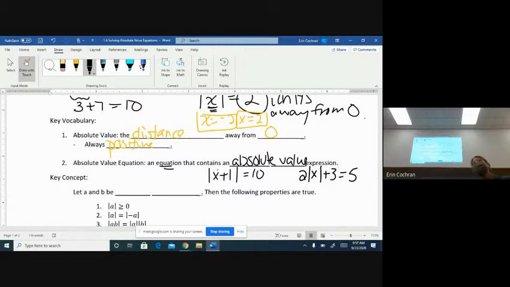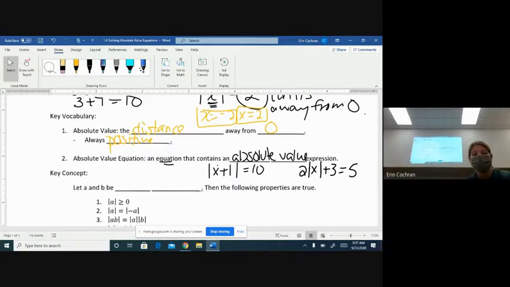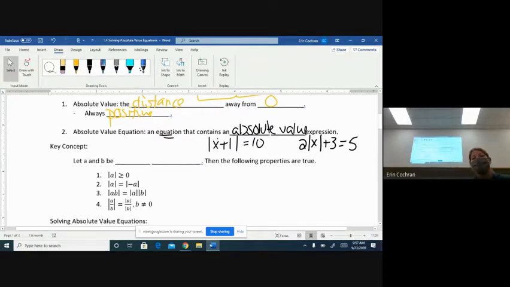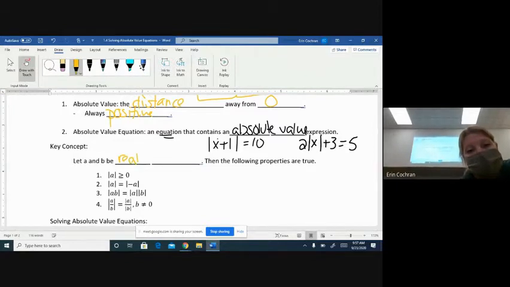And again, 9 times out of 10, we're going to have how many answers? 2, okay? 9 times out of 10, there are 2 answers. All right, so let's talk about these absolute values again. We're going to let A and B be real numbers. And we know what real numbers are, right?